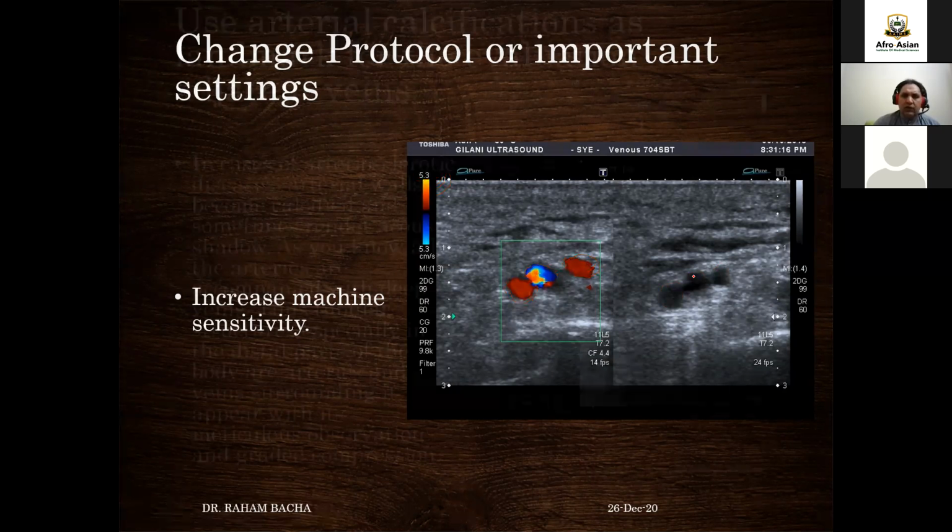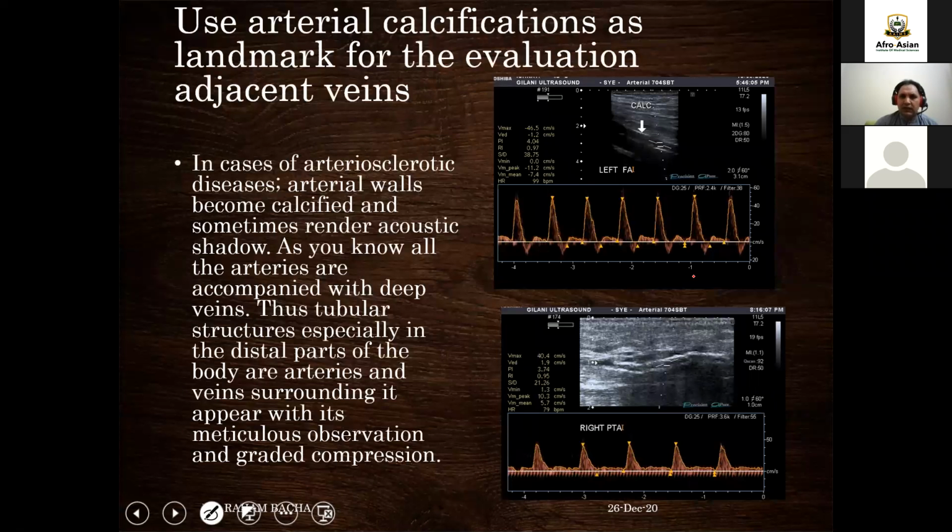Use of arterial calcification as a landmark for the evaluation of the adjacent vein. In some senile individuals and in arteriosclerotic diseases, most of the arterial wall becomes calcified, and due to that calcification, sometimes it will give a proper shadow. Just for example, here you can see these are calcified arterial walls which appear highly echogenic. The same way here, you can see these are calcified arterial walls. That's why they appear echogenic.